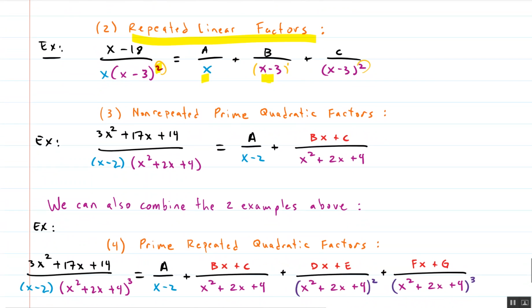The third category was non-repeated prime quadratic factors. So instead of having a 1, we have a 2. The only difference with these is instead of having just a constant up top, we have to put something that kind of looks like a line. Instead of having just an a, we have bx plus c, or constant times variable x plus constant. But things are the same, we still have one fraction for each of the unique factors.